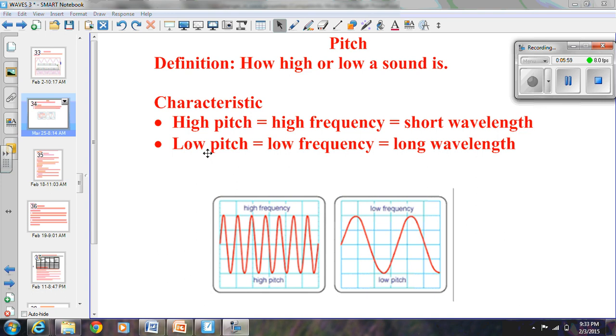Those of us that are familiar with instruments and music and things like that, we probably are very familiar with the word pitch. Look at the waves in the picture here. This would be high pitch because it has a high frequency and a short wavelength. This would be low frequency, low pitch, and this one has a long wavelength. So here we can kind of look at the relationship that pitch, frequency, and wavelength have with each other. And hopefully what we were able to see over these slides is how the parts of the wave determine the type of characteristic that a wave is going to have.